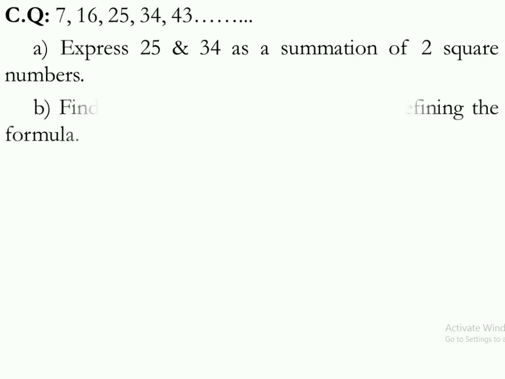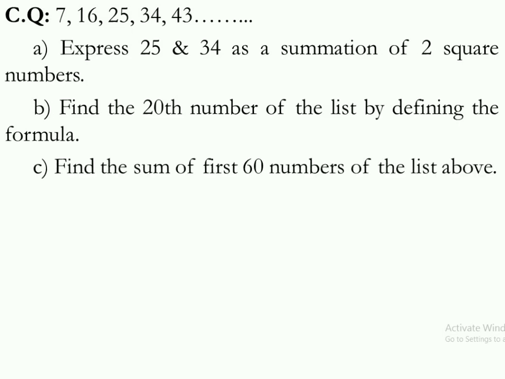Then the second question for 4 marks. Find the 20th number of the list by defining the formula. That means we have to find out the formula for the pattern, the algebraic expression of the pattern, and then find the 20th number of the pattern. Then in part C, the third question, this is also for 4 marks. Find the sum of the first 60 numbers of the list above. Now we will see the solution of this creative question.